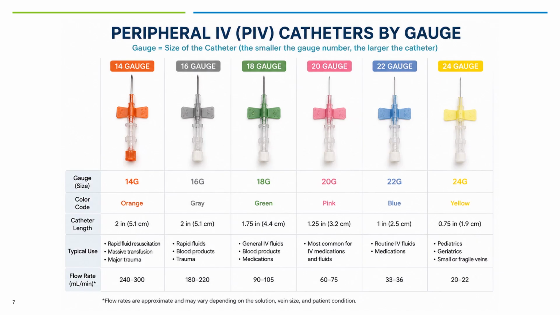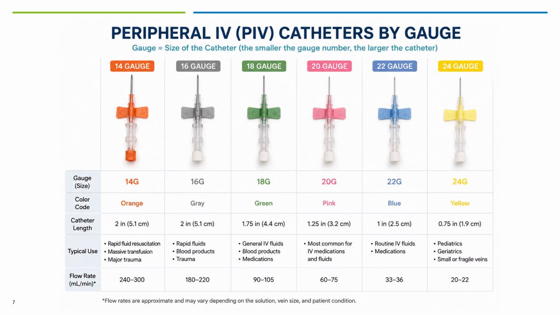So starting on the left, we have in orange the 14 gauge. This is the largest catheter size commonly used. It's typically reserved for major trauma, rapid fluid resuscitation, or massive blood transfusions where large volumes need to be infused very quickly. Then next to that is the 16 gauge, also a large bore catheter. It's commonly used for trauma patients, surgery, rapid fluid administration, and blood transfusions.